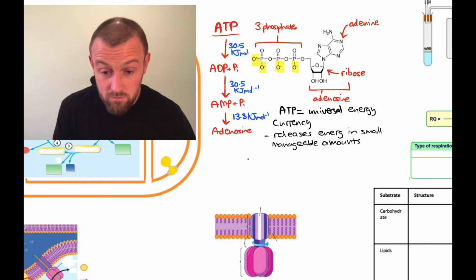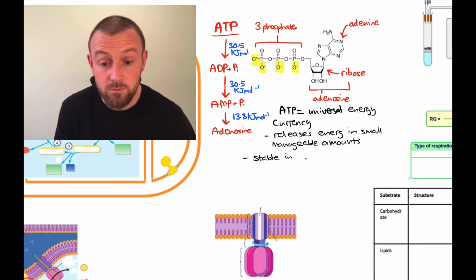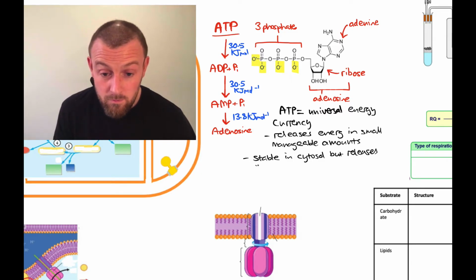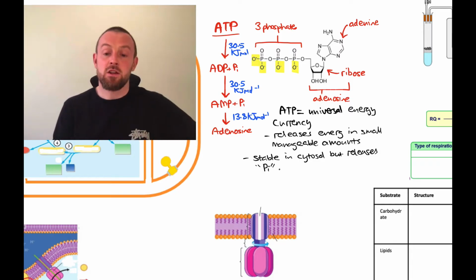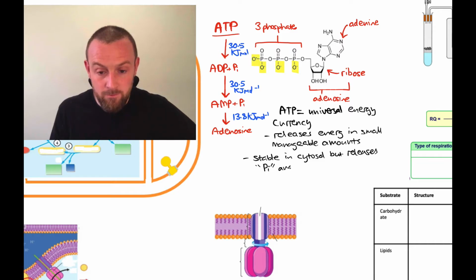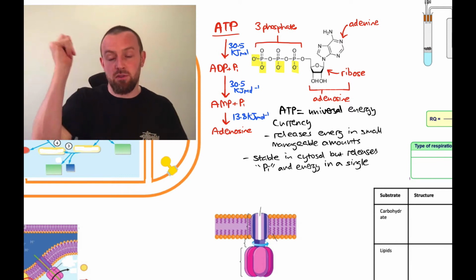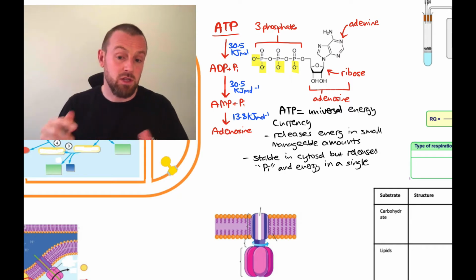It's stable enough in the cytosol, but releases Pi, which is the inorganic phosphate. The I stands for inorganic. It releases Pi and energy in a single reaction. So enzymes can come along and just cut off a phosphate, a little burst of energy, which can be used.